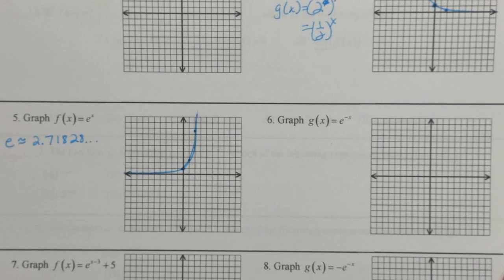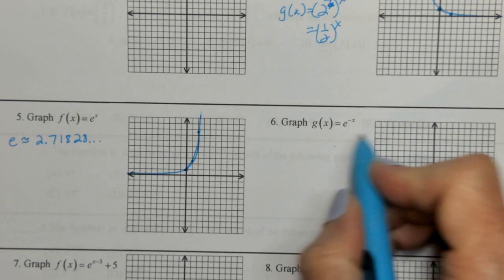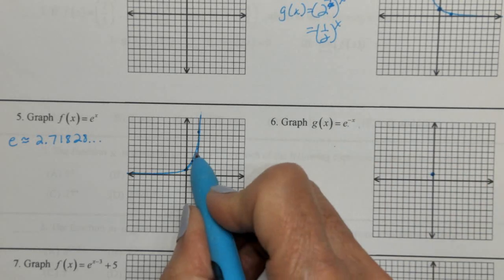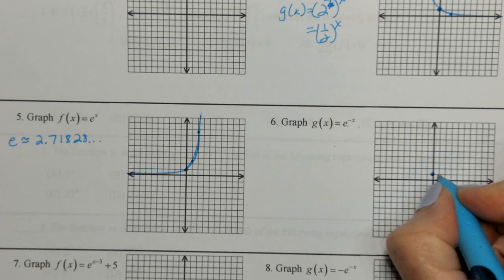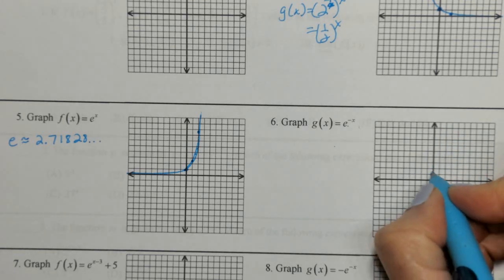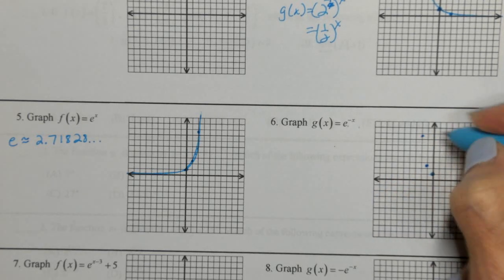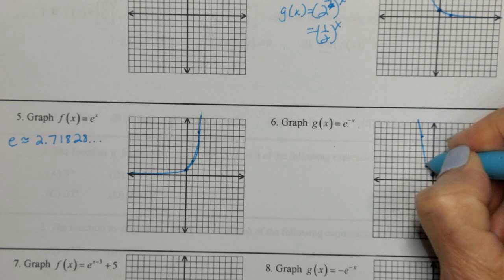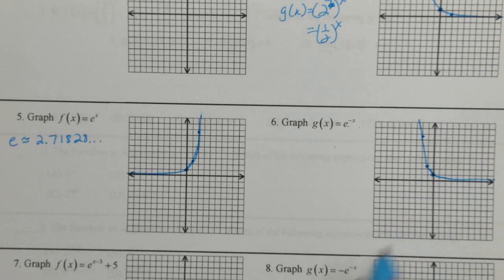So e to the negative x. E to the negative x will be a reflection over the y-axis of this. So instead of being a growth, it'll be a decay. So 2.5 here, 8.5 there. So we have this decay model. It does that.